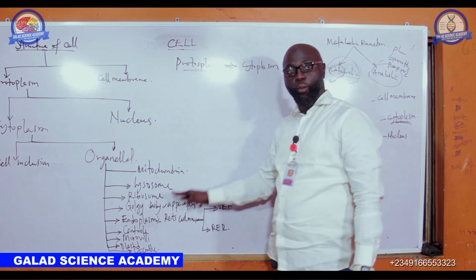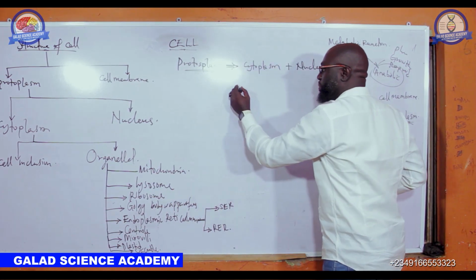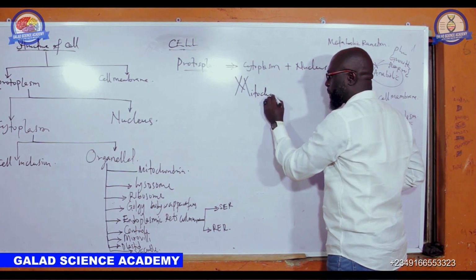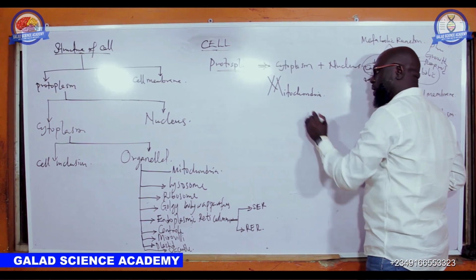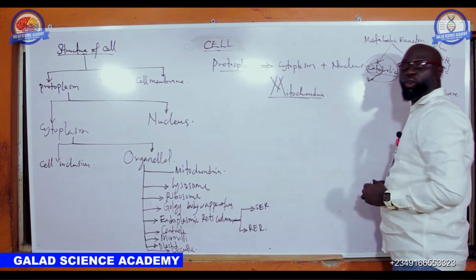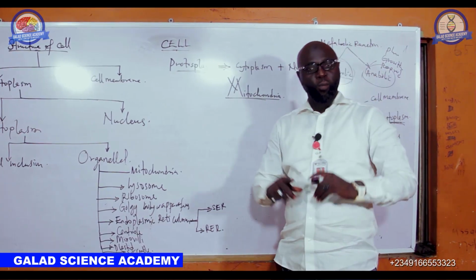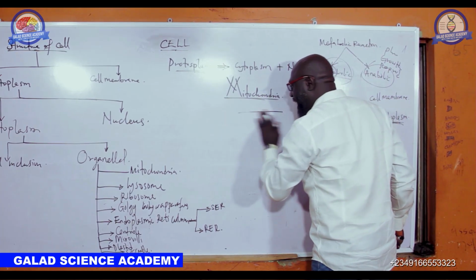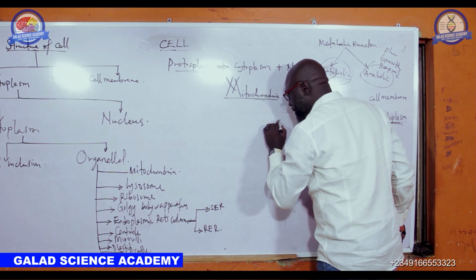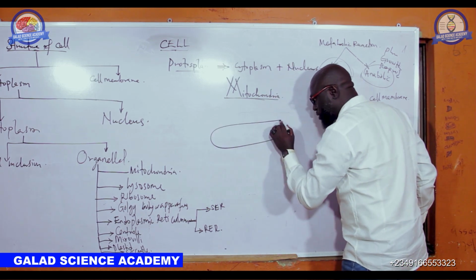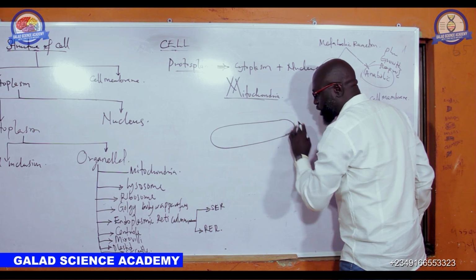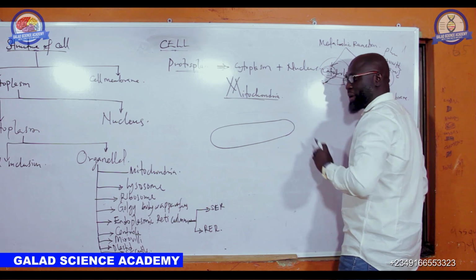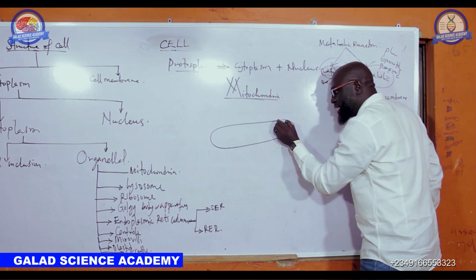The first organelle we have here is the mitochondria. The mitochondria is a double membrane organelle with a rod-like structure. It looks like a rod. And it is comprised of two membranes. The first membrane is the outer membrane.